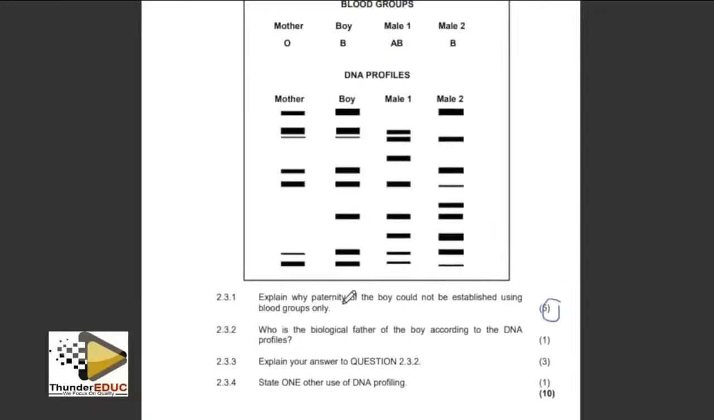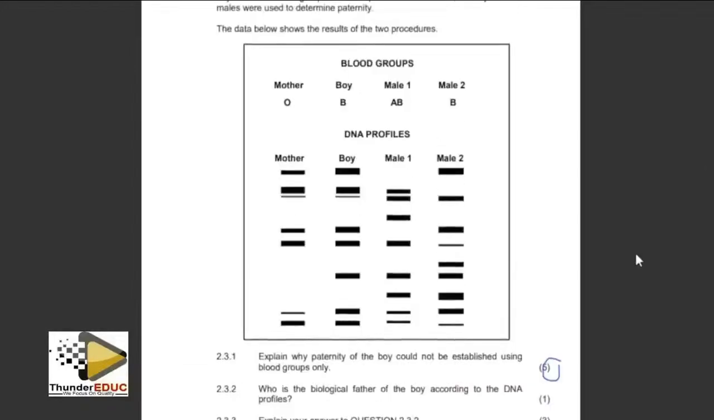Explain why paternity of the boy could not be established using the blood group. Why is the paternity test not able to conclude that this is the father of the individual? It's because many people have the same type of blood group. So you can't say, as I showed you, that blood group A married to blood group B produce blood group O, still they produce blood group AB, still they produce blood group B.